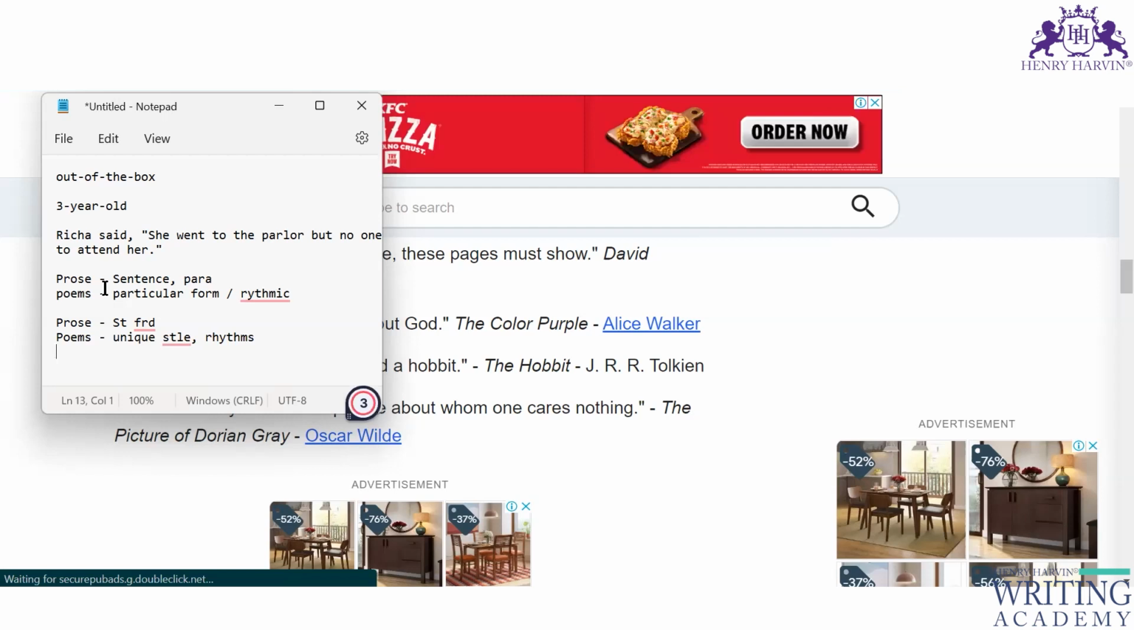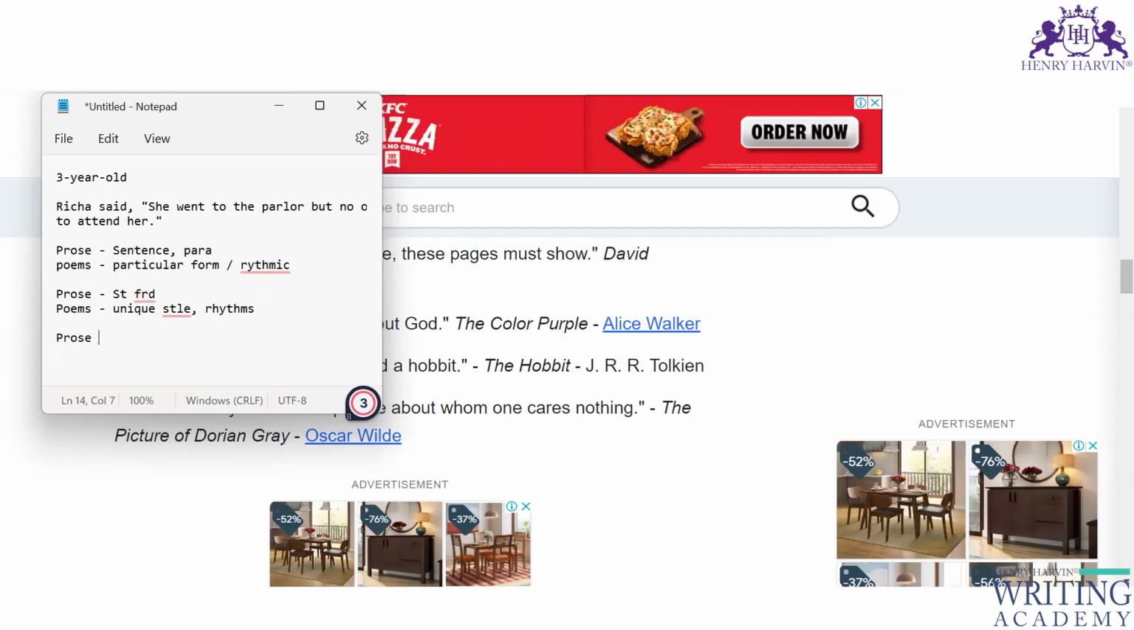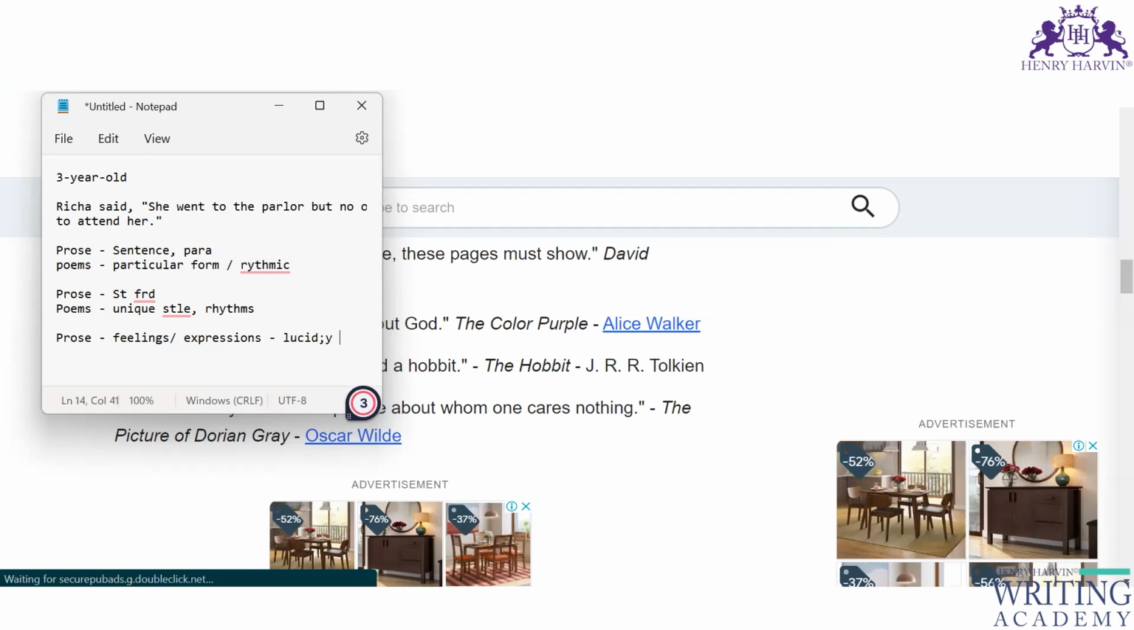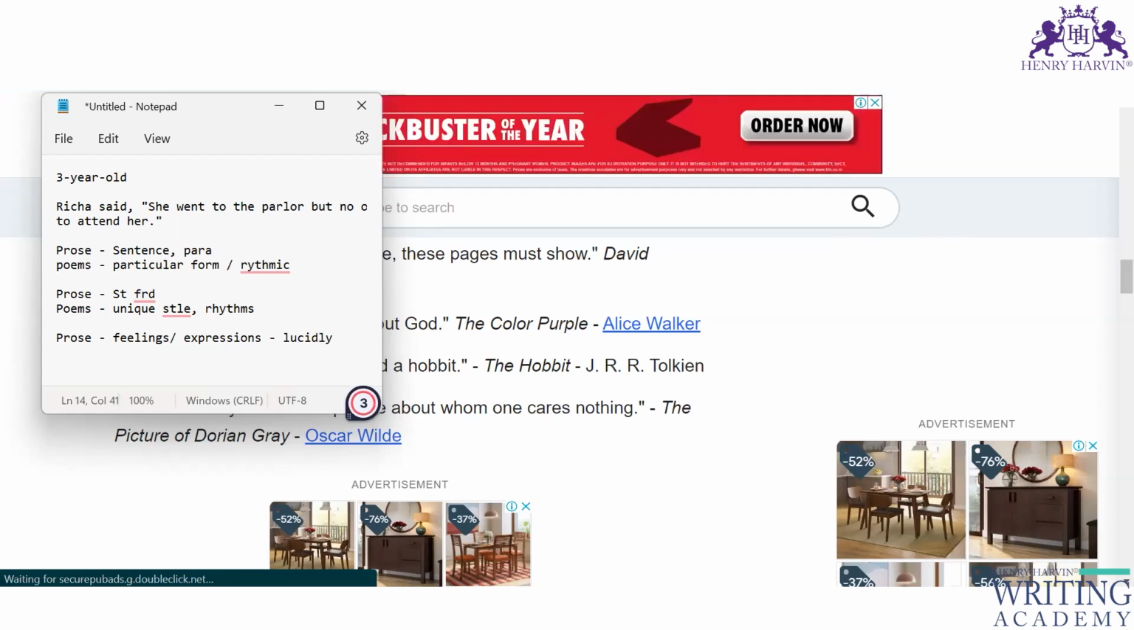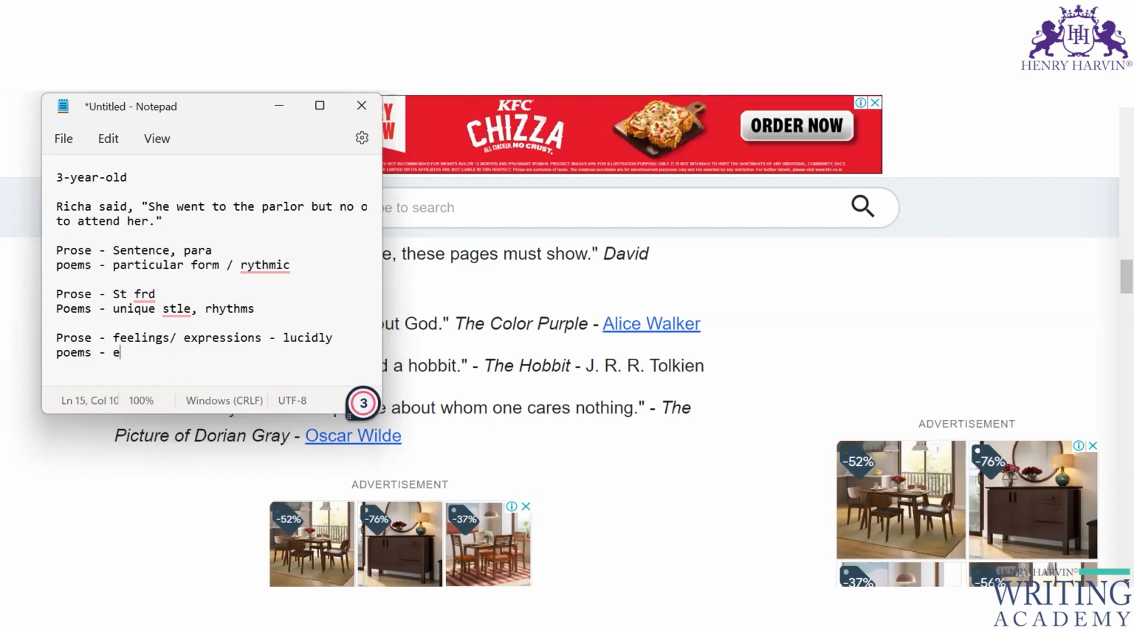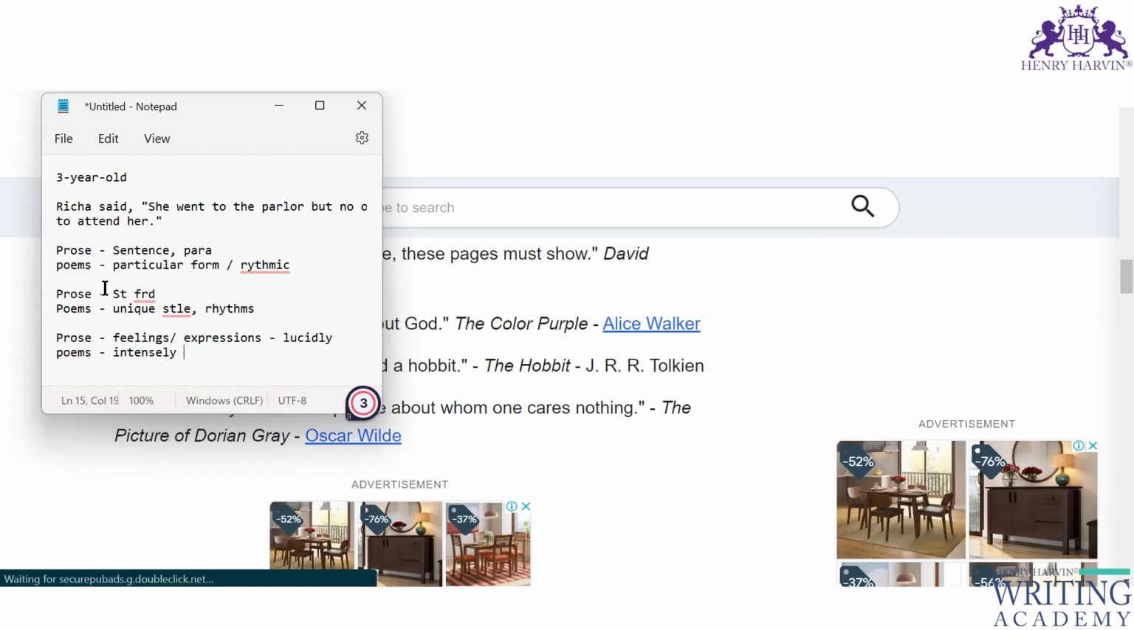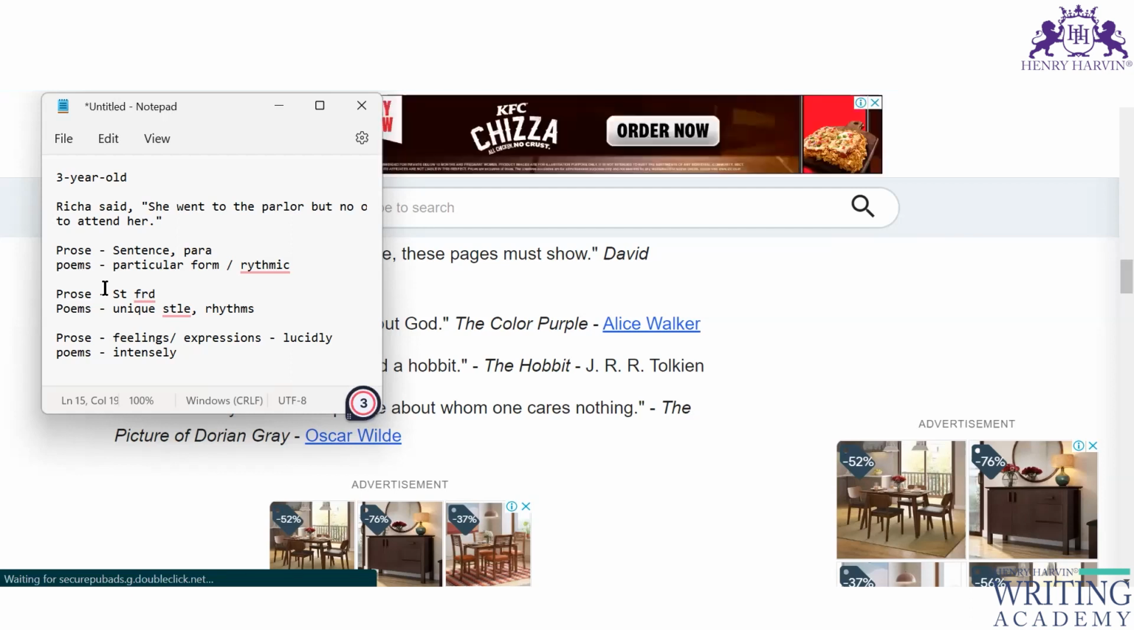Okay. Then in your prose, the feelings and expressions are expressed very lucidly. Okay. That means you have to read between the lines. You have to understand what they're trying to say. In poems, the feelings and expressions are expressed very, very intensely. Okay. So if a poet is showing that the poet is sad, or maybe the characters in the poems are sad, you can feel that because the feelings are very, very intense. If they're talking about a feeling of happiness, that feeling will also be very intense.